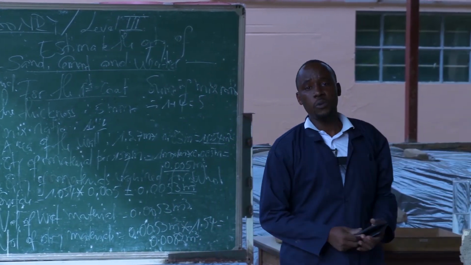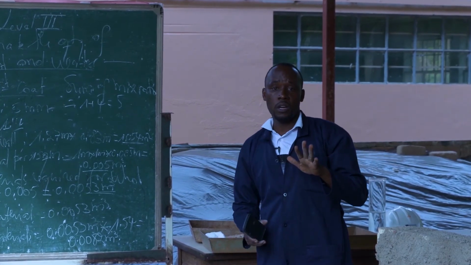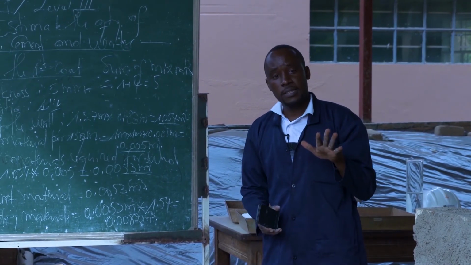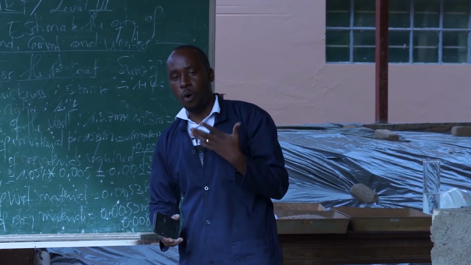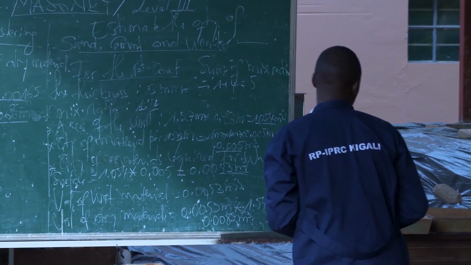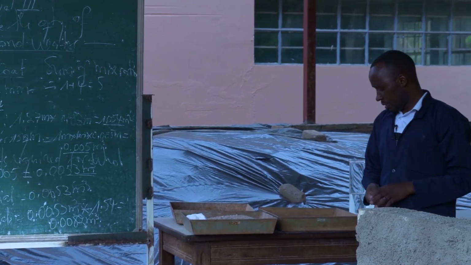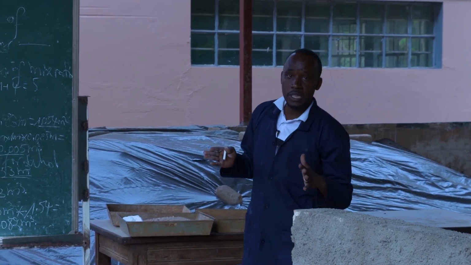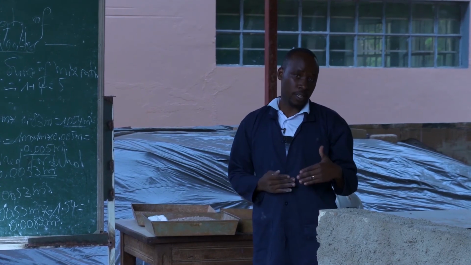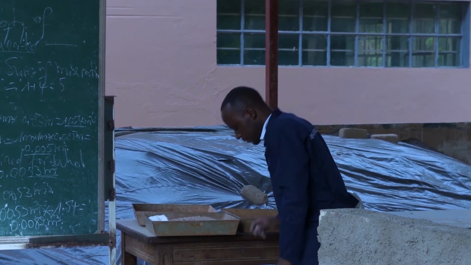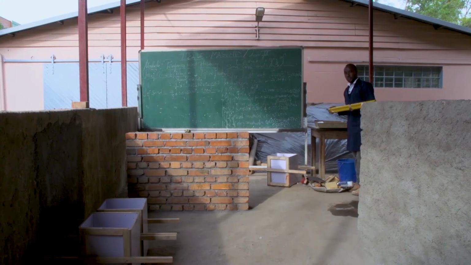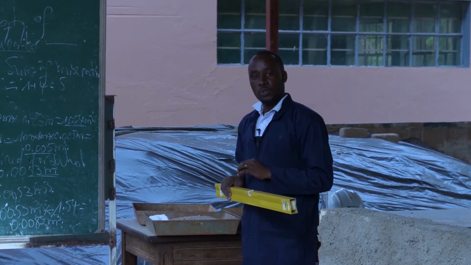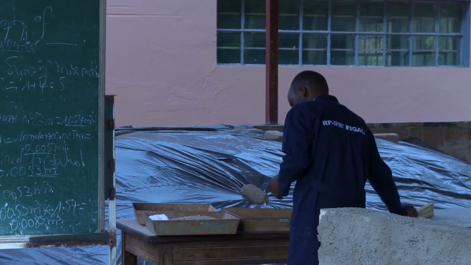So, dear students, when you finish being aware of the quantity of material required, the next step is to prepare our wall surface. But before preparing the wall surface, there are some tools and equipment used when you are performing wall plastering. One of the tools here is a spirit level. This is used for checking the horizontal level and the vertical level.